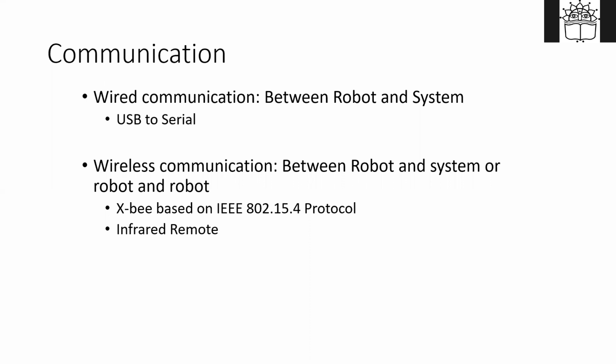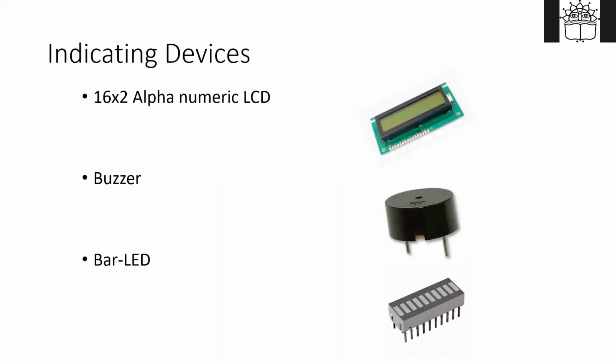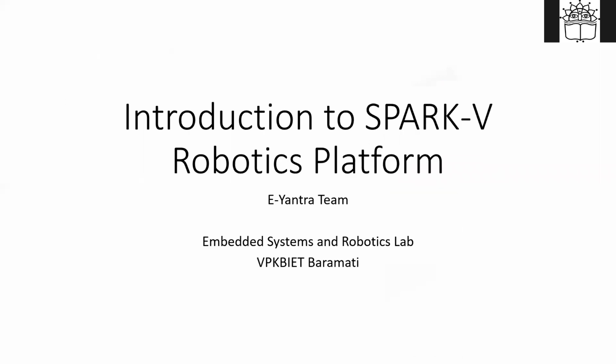Now, the communication between robot and system, right? To program the robot, we have to connect the robot to a system through a wired connection. But the connection between two robots can be on the basis of ZigBee, right? Like Bluetooth technology, ZigBee technology is there, and the IEEE 802.15.4 protocol is there. Okay, so these are some of the indicating devices. We are having a 16x2 alphanumeric LCD, a buzzer, and also a bar LED.